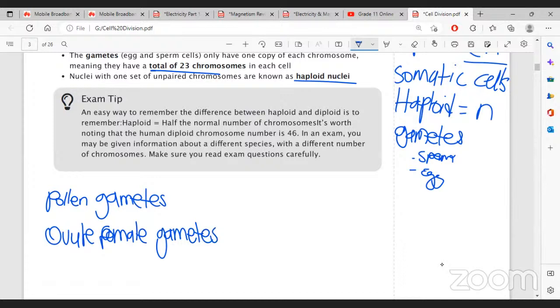Okay, so the same thing will apply to plants as well. That means they will also be haploid, because at some point the pollen grain will come and fuse with the ovule to produce a diploid cell, and then from that diploid cell, mitosis will start taking place. Then more and more cells that are identical to the original cell will be produced. But these cells are not specialized yet.